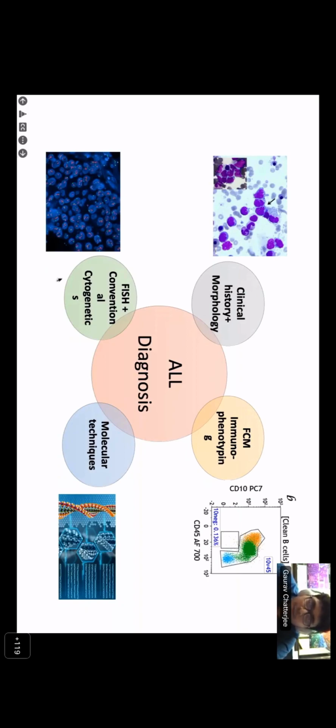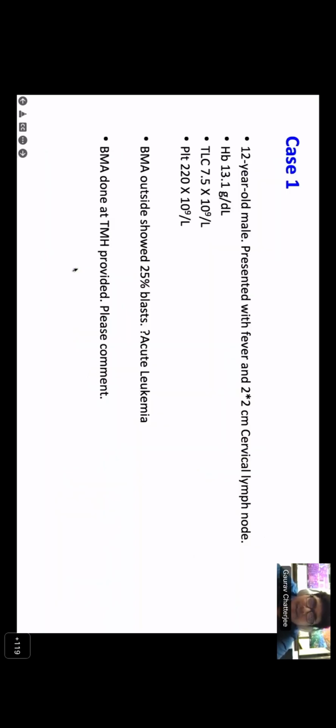Then we will see how immunophenotyping, cytogenetics, and molecular techniques help in ALL diagnosis. An ALL diagnosis today doesn't occur with only one of these things. You have to take into account all the findings from all of these. So now we can go to case 1.